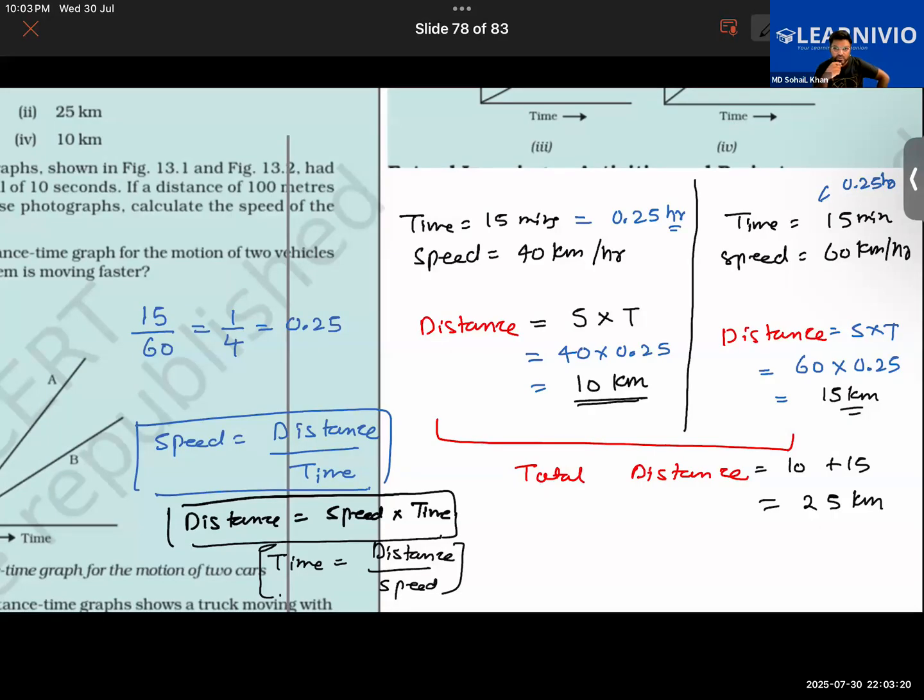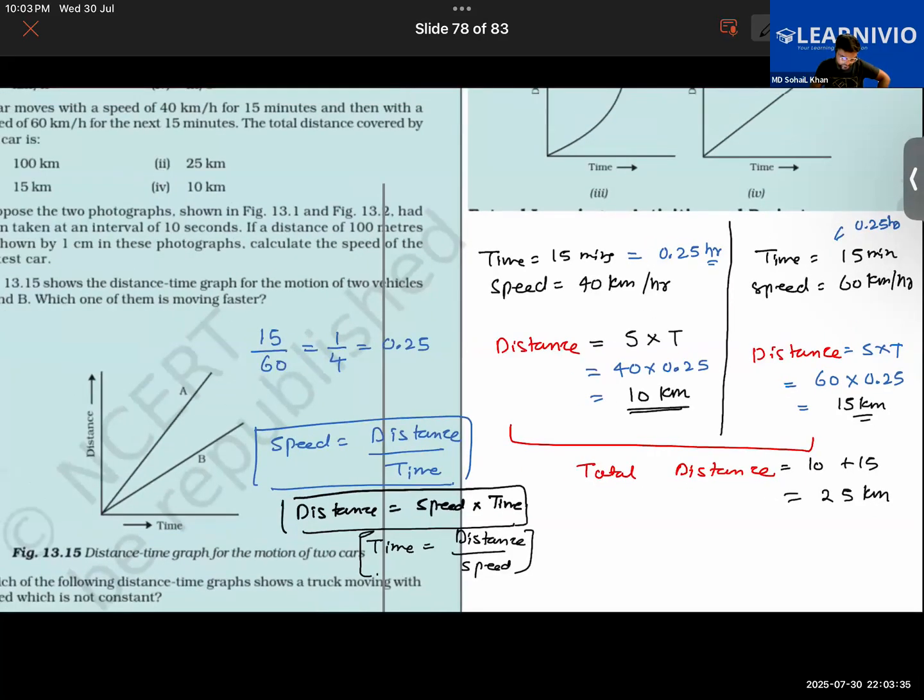Okay, now Halima, you understood it now? Salman, everyone got it? So basically, we have to ensure that the units are correct. Units are standard, they are proper. After that, the calculation is simple.